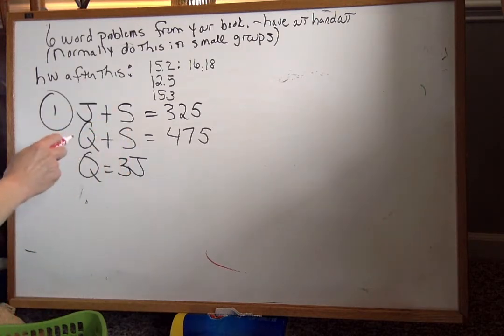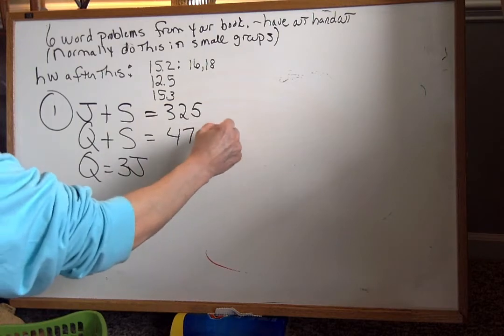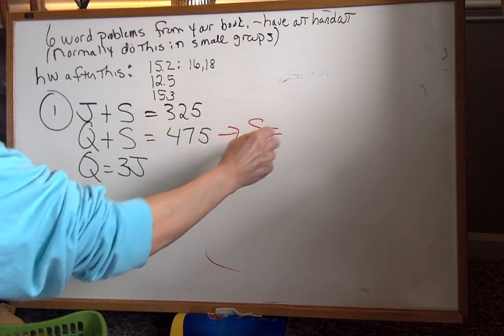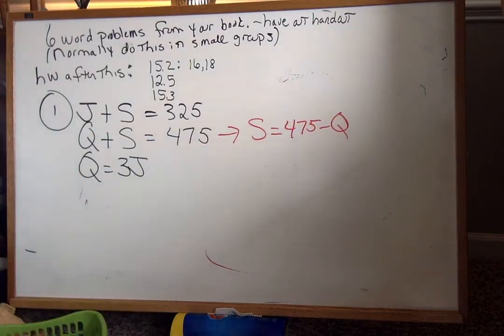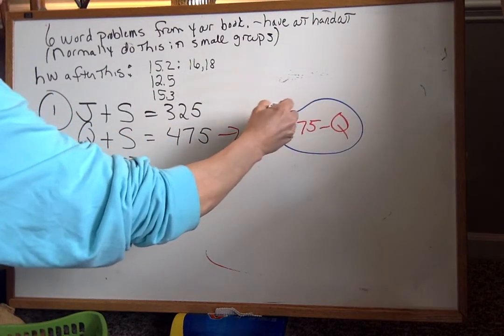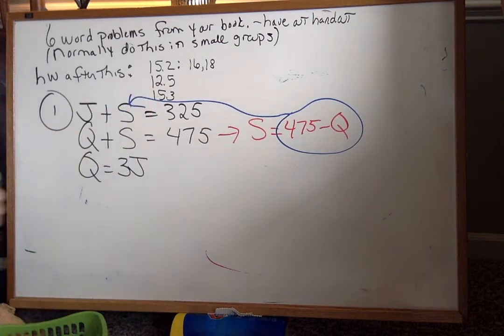Let's see. Q plus S. I could write that as S equals 475 minus Q. Why do I even want to do that? Well, see, then I can put this into there. So that's going to give me J's and Q's, right? But I also know what Q is in terms of J.